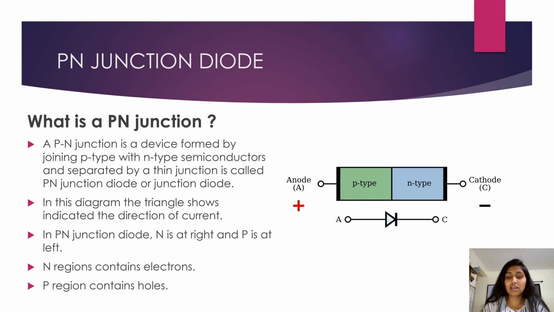First of all, we see this diagram. In this diagram, there are two types of semiconductors. The first one is P-type semiconductor and the other one is N-type semiconductor. P-type semiconductor contains anodes and N-type semiconductor contains cathodes. So basically, when P-type semiconductor is joined with N-type semiconductor and they both are separated by a thin junction, we call it a PN junction diode or junction diode. P-type semiconductor contains holes and N-type semiconductor contains electrons. So let's move now.